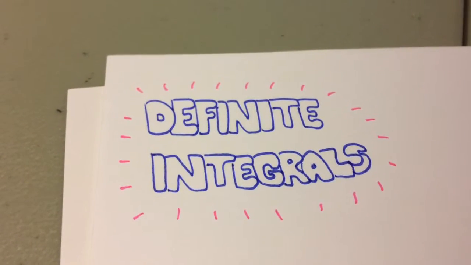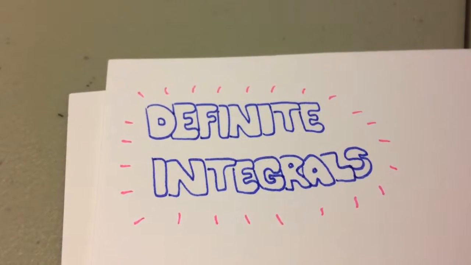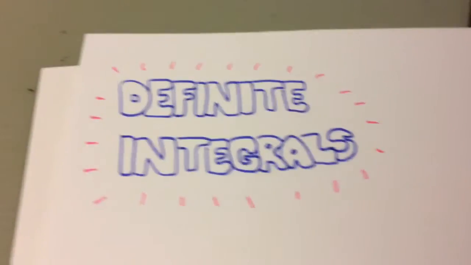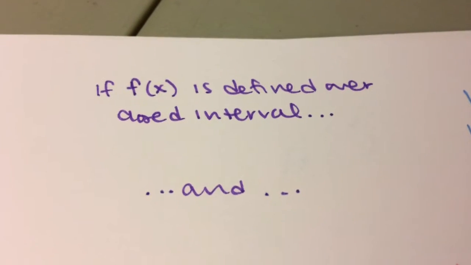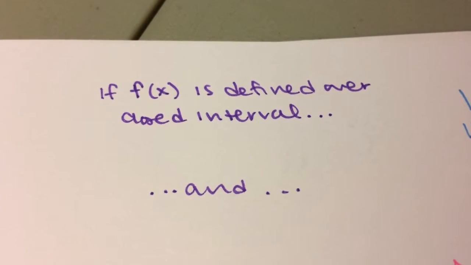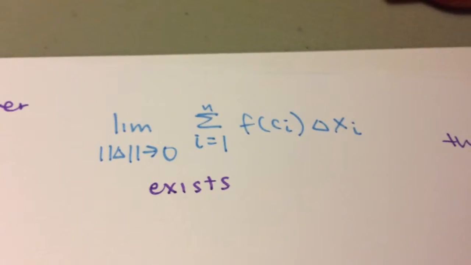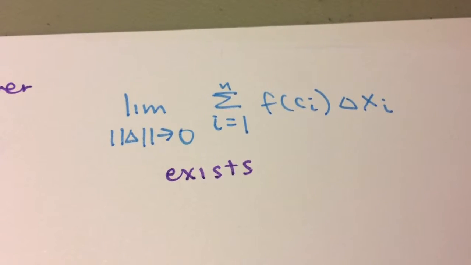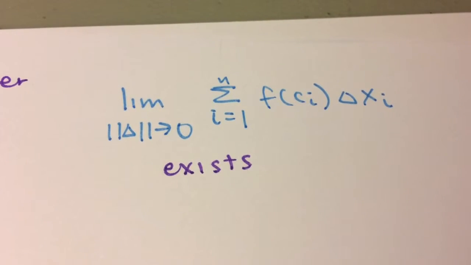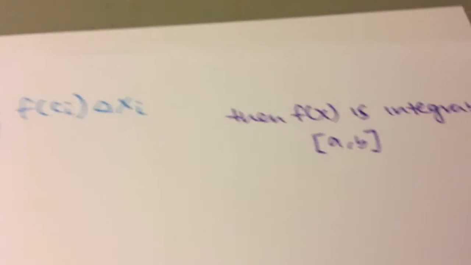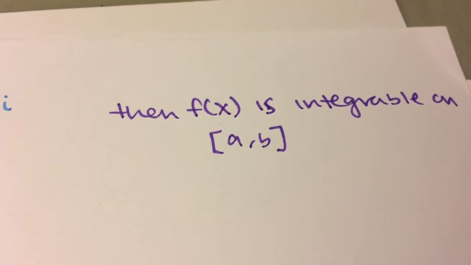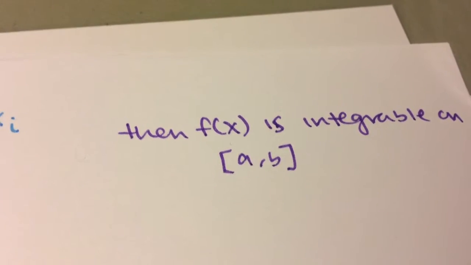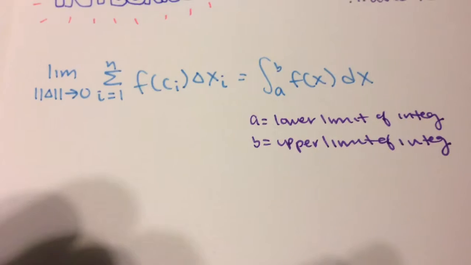Hi, and today we're going to be learning about definite integrals. What is a definite integral, you may ask? Well, the definition is that if f of x is defined over a closed interval a to b, and the limit as the partition approaches 0 of the sum from i to n of f of c sub i times delta x sub i exists, then f of x is integrable on the closed interval a to b.